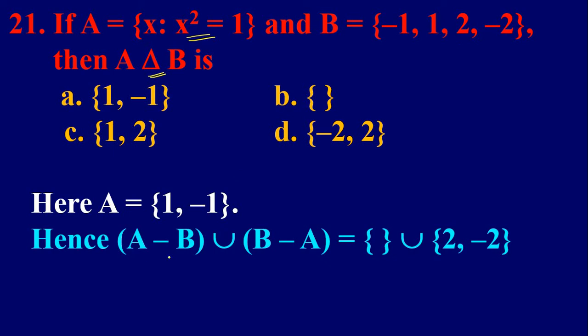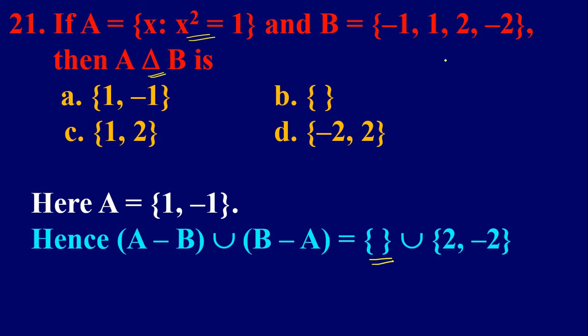Now first we find A minus B and B minus A. Now A minus B: from A, you have to subtract minus 1, 1, 2, minus 2. That is, common elements you have to subtract. So 1 and minus 1 are common elements. When we subtract this, no element is remaining. Therefore we get empty set. So A minus B is empty set.